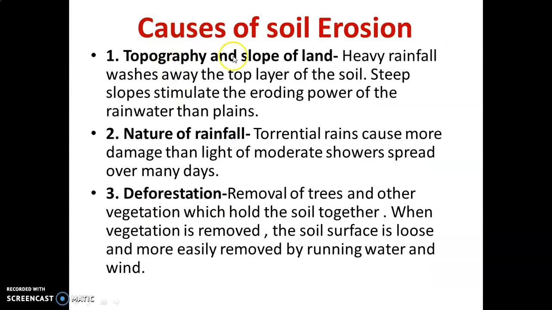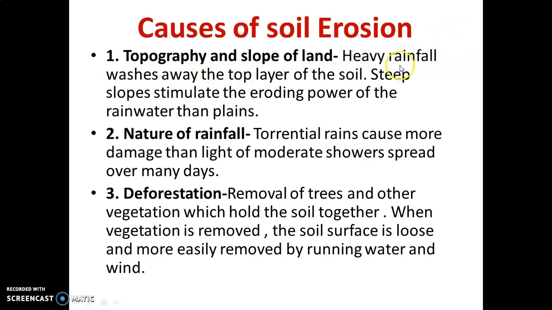Next topic is causes of soil erosion. What are the causes of soil erosion? The very first cause is topography and slope of land. Topography means the land features. As we know, somewhere there are mountains, on another side plains, plateaus, hills. This is called topography, the different kinds of landforms on the earth's surface.